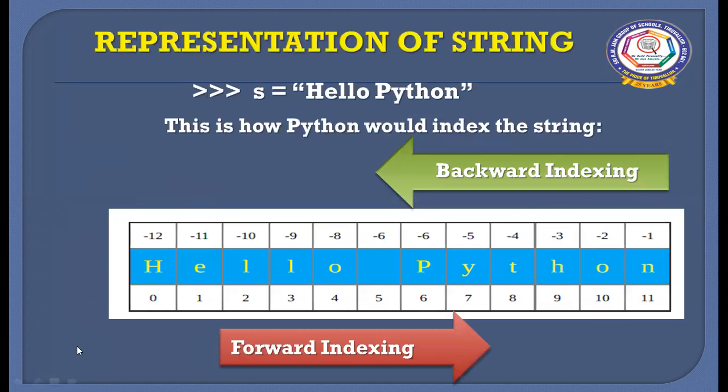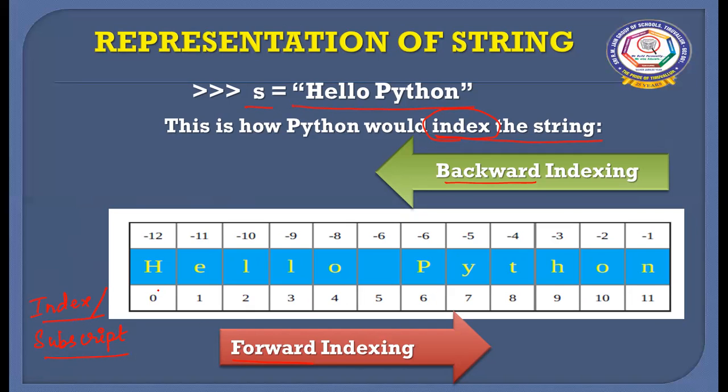Representation of string. Here we have assigned a variable with a string enclosed in double quotes, that is hello Python. This is how Python will index the string. Indexing is needed to represent every individual character in your string. This indexing can be done either as backward indexing or forward indexing. Each and every character has its own index, which we also call a subscript. Each individual character is referenced based on the index or subscript value.